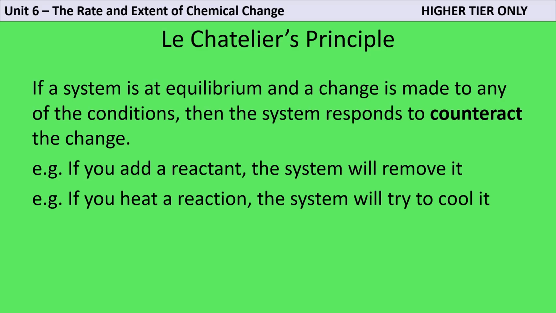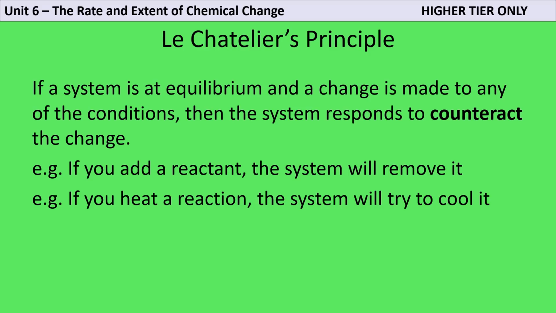Le Chatelier's principle tells us that if a system is already at equilibrium and a change is made to any of the conditions, then the system will respond to counteract that change. That basically means whatever I try to do, the system will try to undo. So if you add a reactant, the system will remove it, and if you heat a reaction, the system will try to cool it.